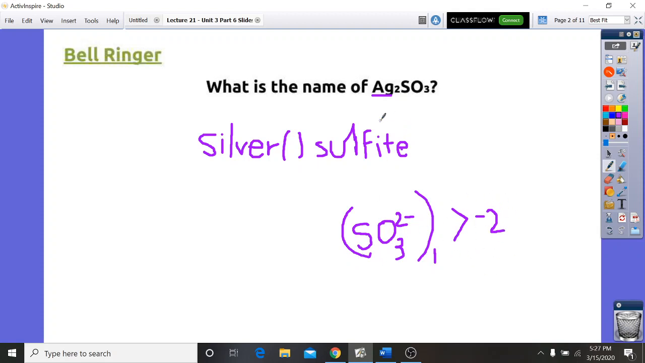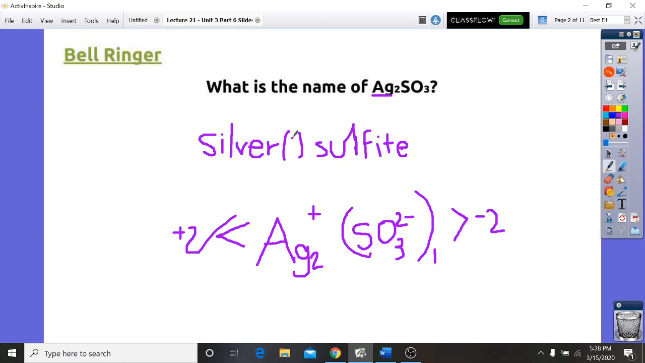But we know that ionic compounds are neutral, meaning the charge has to equal 0. So that's where the positive part comes in here with silver. According to this formula, there are 2 of these silver atoms. So 2 times something, whatever the charge is on this ion, has to equal +2 in order to cancel out the -2 charge. So 2 times 1, right? 2 times 1 would equal +2. So +2 and -2 cancel out.